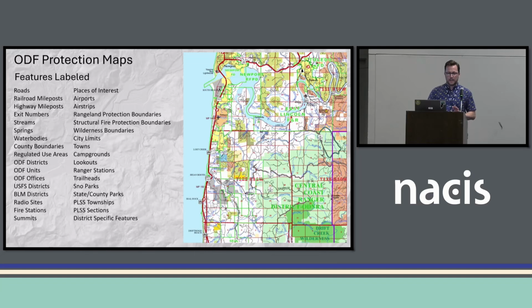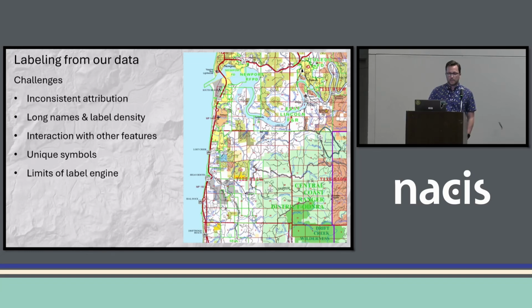But this can get complicated because these maps have a lot of things on them. Most of the complication for us comes from our roads and streams layers. Those are the things that people want labeled the most, but there are a lot of other things that these labels are trying to interact with. And in the next part of this talk, I'm going to go through some of the challenges that we run into using labels, and then some of the solutions that we've figured out to work around these.